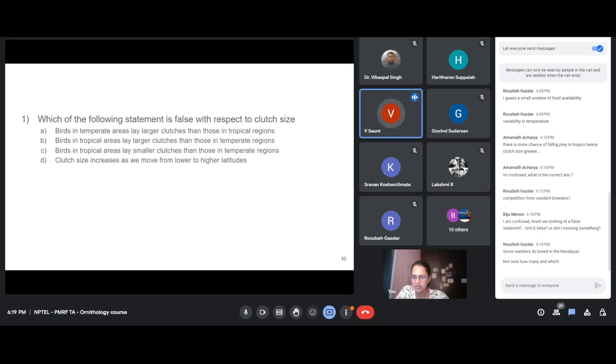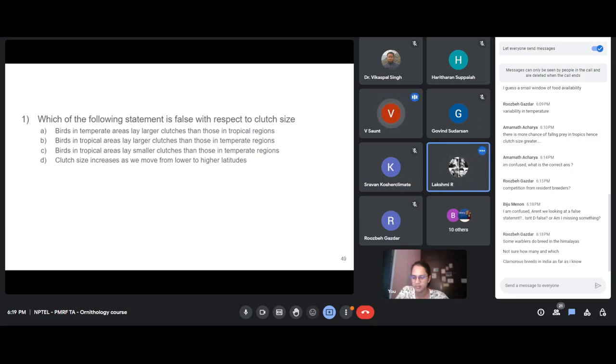What about clamorous? Do you have any idea about it? I think that's also migratory. Clamorous, I think it's locally migrating, like from north to south India. But definitely where I live, that part of India, south India, clamorous, Blyth's, greenish, all are migrants and they come during the winter after October, I guess. And they leave by April or May. So I suppose they are local migrants.